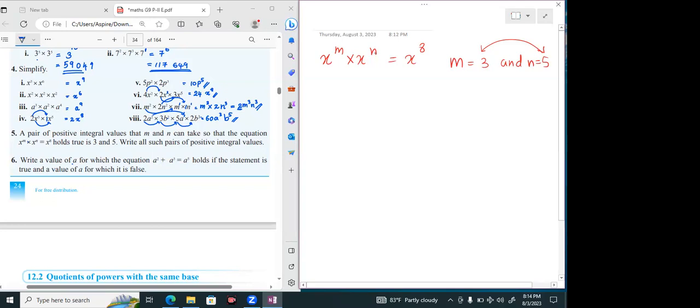That means the sum of m and n should equals to 8.